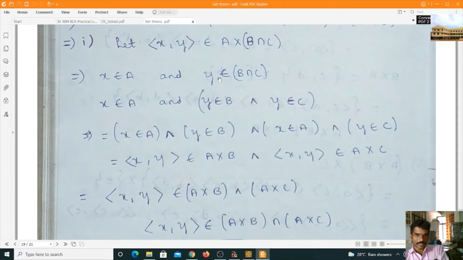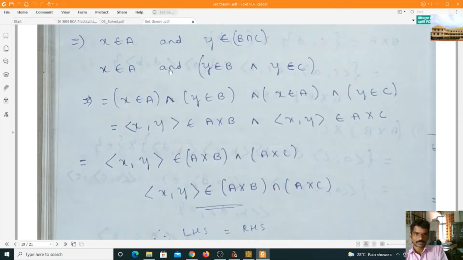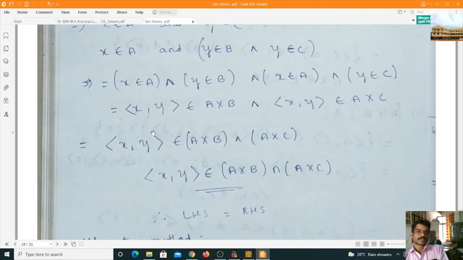Now since intersection is there, this y must belong to both the sets B and C. So y belongs to B and y belongs to C. So y belongs to B intersection C can be written as y belongs to B and y belongs to C. Now we combine x belongs to A and y belongs to B. Applying the distributive property: x belongs to A and y belongs to B, and x belongs to A and y belongs to C. Now we can apply the ordered pair rule.